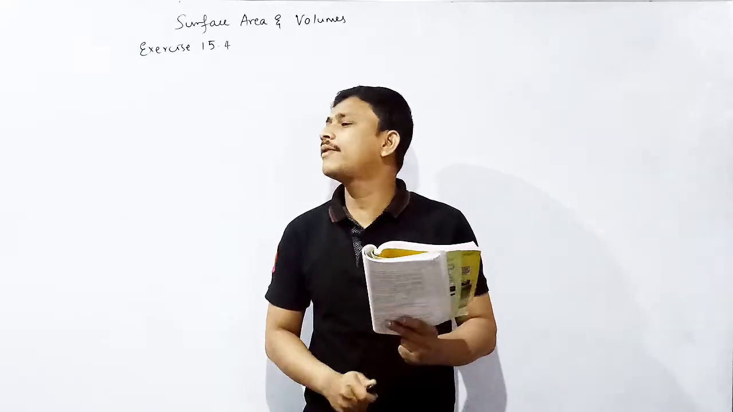Exercise number 15.4, use pi value 22/7 unless stated otherwise. Okay, question number 1: a drinking glass is in the shape of a frustum of a cone.